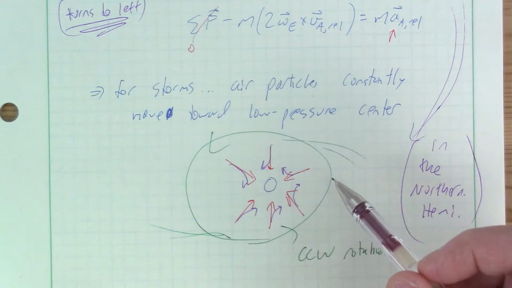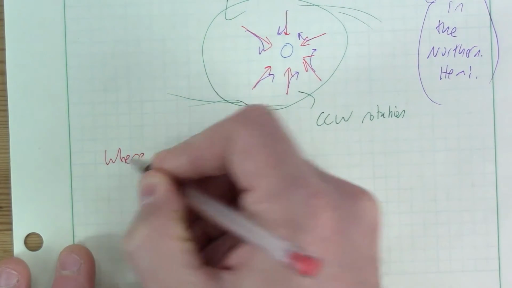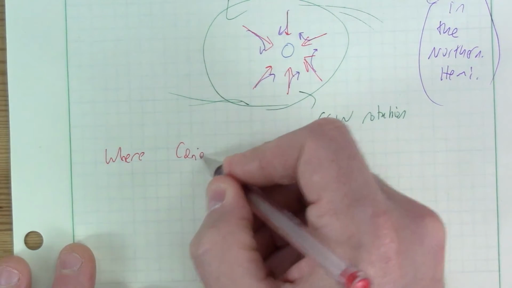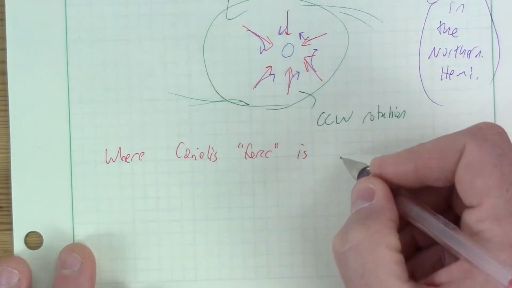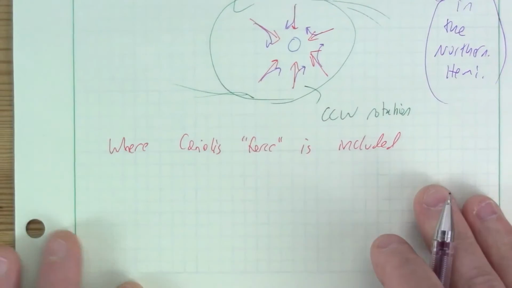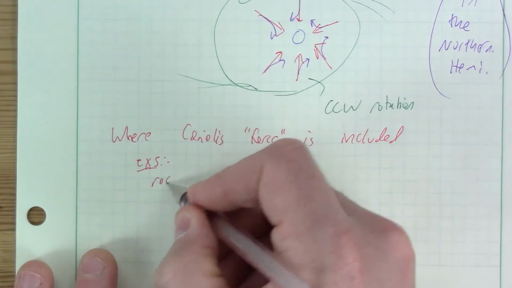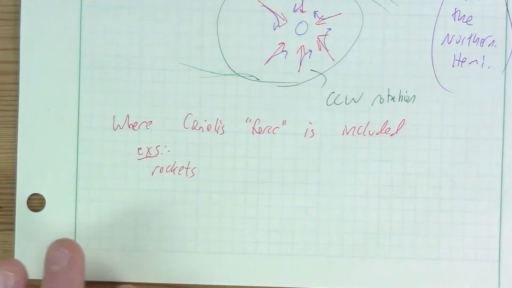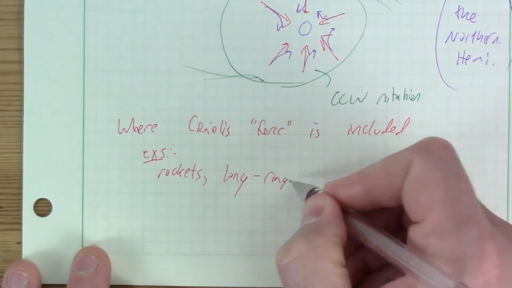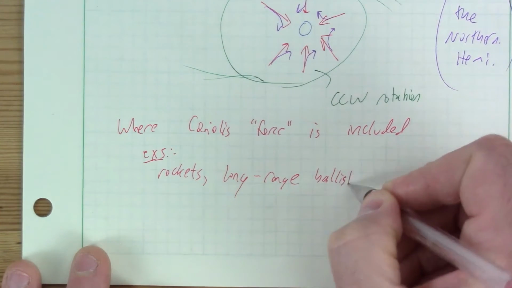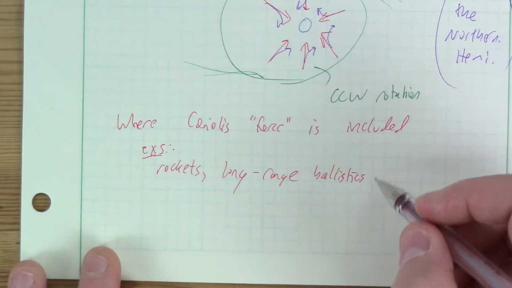Okay, so other things, let's just end this off: in what systems is the Coriolis force included? So we've already talked about these Earth systems, but some other examples: when we talk about rockets that travel up to space, when you have long range ballistics, right? Those travel across continents, across oceans. These things, to get the trajectory exactly right, need to consider the Coriolis force.